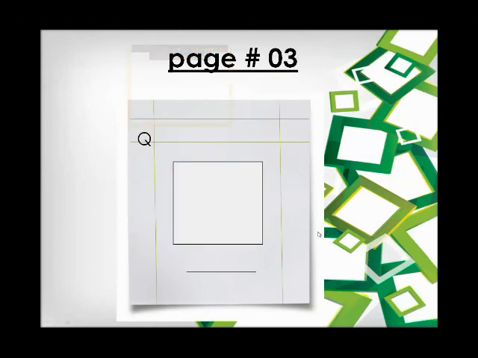Now in the third page, you will make the line. Take the screenshot of this page because it's very important. All the work depends on this slide. Everyone take the screenshot of this slide. Yes, everyone take the screenshot. Yes, okay, is it done?